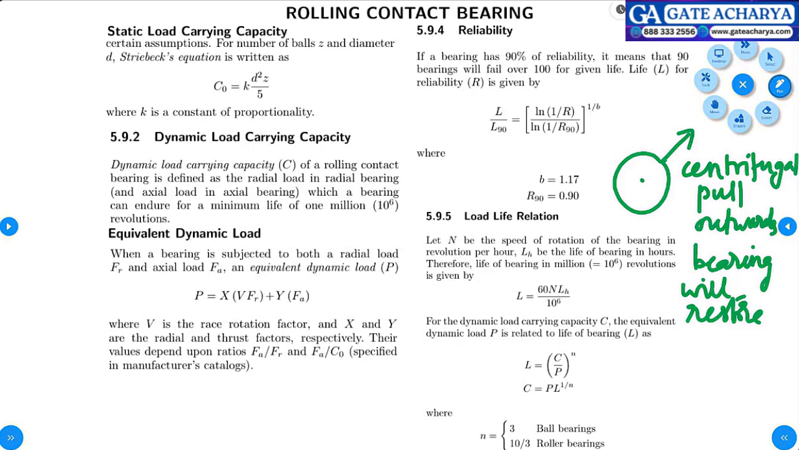Take one set, if 100 is the number, 90 will fail. That is nothing but a reliability of 90 bearings by 100. Take another batch, which will be say 40 or 50 in number. In that, how many will fail? What is the reliability? That is nothing but L by L90. This is the 90 by 100 batch. This is the given lot.